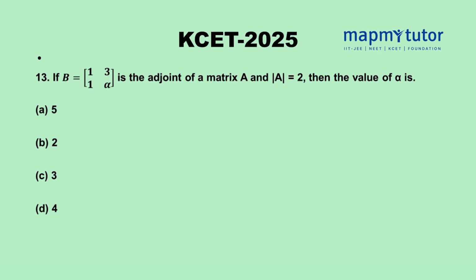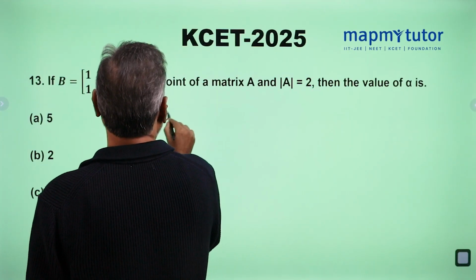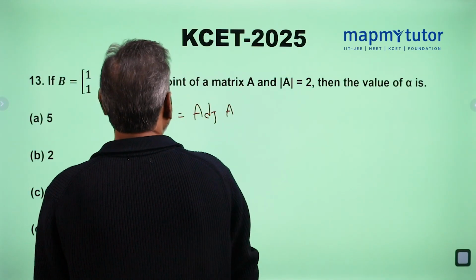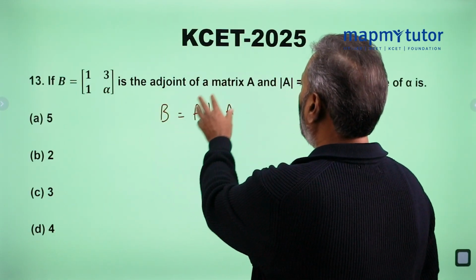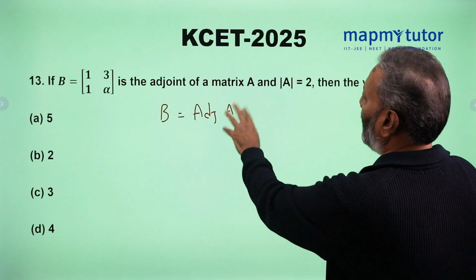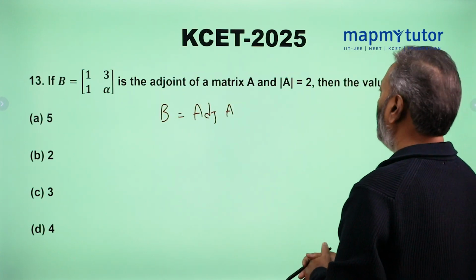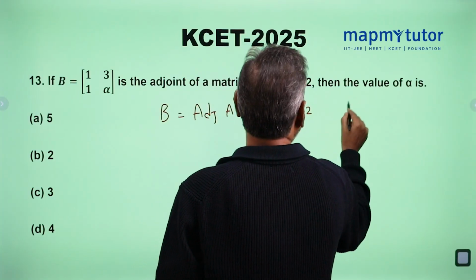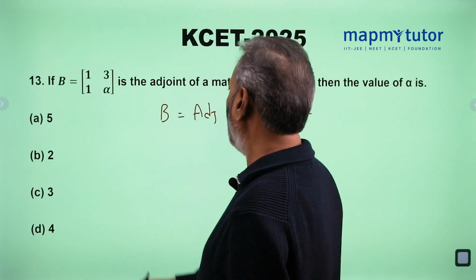B is the matrix 1, 3, 1, alpha, okay, which is the adjoint of a matrix A. So, B is the adjoint of A. Let us write in the equation format. B is the adjoint of a matrix A. That means adjoint of A is B, or B equal to adjoint A. And det A is given as 2, of course. Then the value of alpha, that unknown, okay?